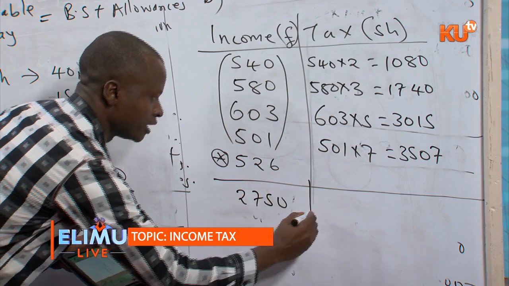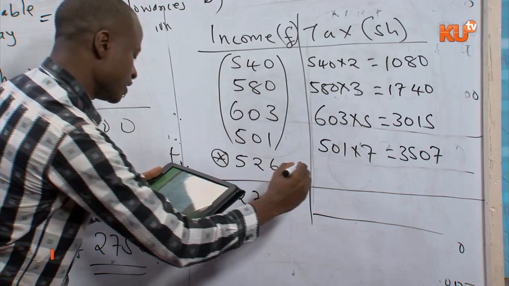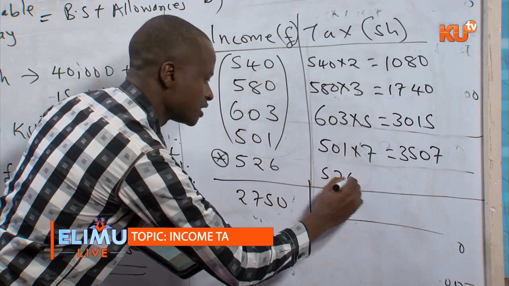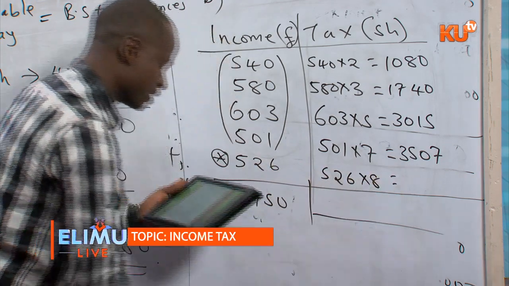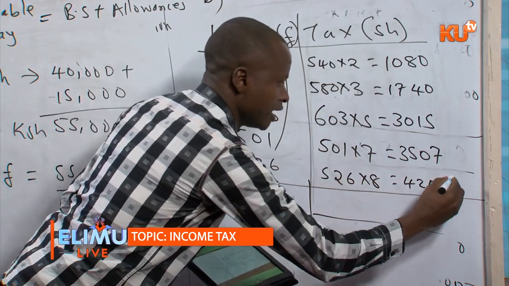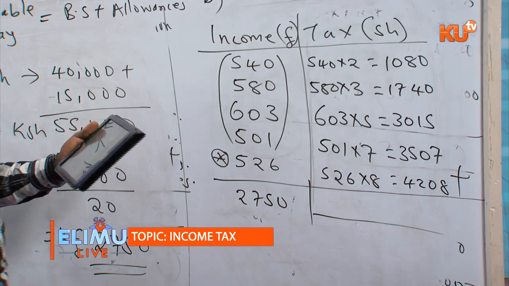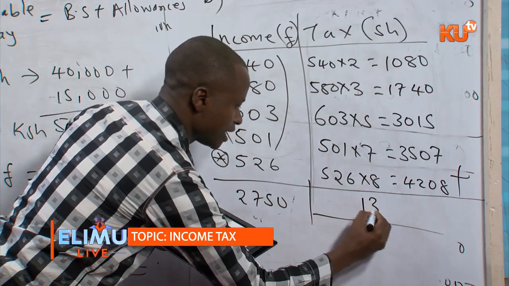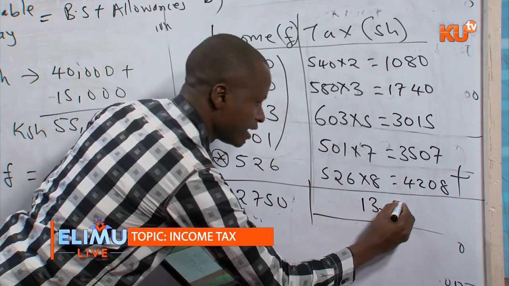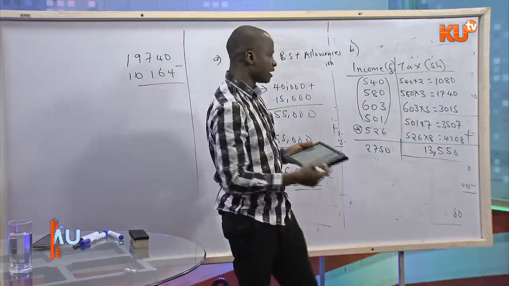You can confirm. Then 526, we are taxing at a rate of 8. So that is 526 times 8. And that gives you 4208. Now add all this. If you add that, it should give you 13,550.